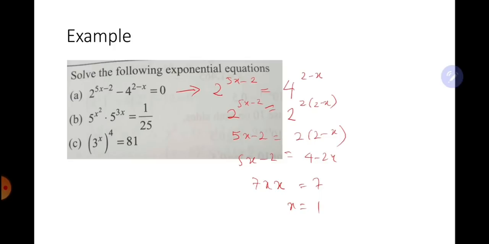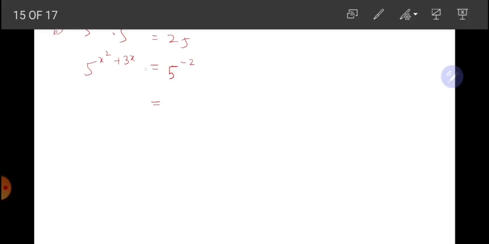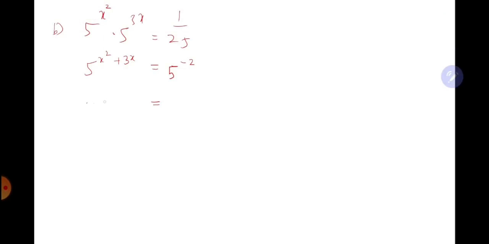Okay, alright, so for B, okay, we have 5 power x squared times 5 power 3x equals to 1 over 25. Okay, so we can rewrite this as 5 power 2, tapi yang ni 1 over 25, so we can get 5 power negative 2. So this is 5 power x squared plus 3x. So you tengok base sama 5 and 5, so you can compare left and right hand side of the index. Okay, so hence x squared plus 3x equals to negative 2.